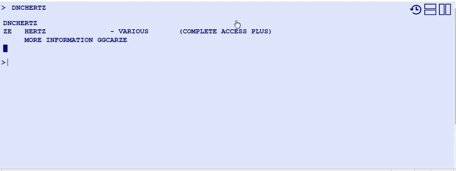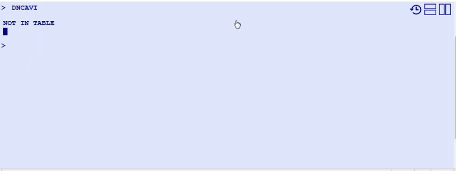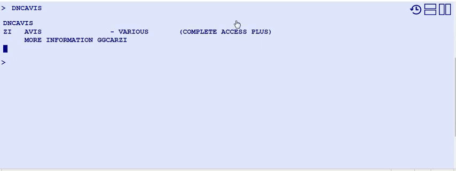As you know, the biggest players in this car or taxi company in the world are Hertz and Avis. And Hertz has a code ZE. Similarly, DNC Avis has its code ZI. Okay, so Avis is ZI. These are the major two companies.